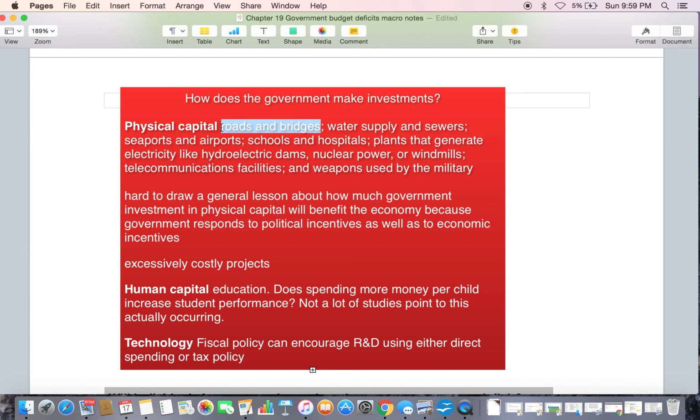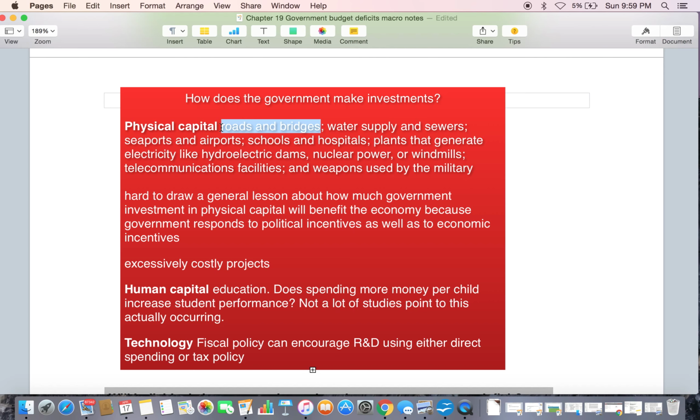Another issue with government investments is sometimes they are excessively costly. So because the government has very deep pockets, they end up paying a good bit of money for many things, especially as it relates to, sometimes military projects are extremely expensive. They're using cutting edge technology. These different companies who are contracted by the U.S. government to produce military items.